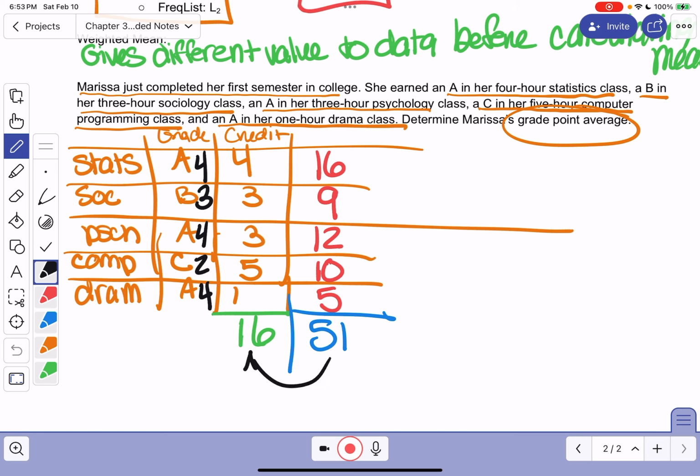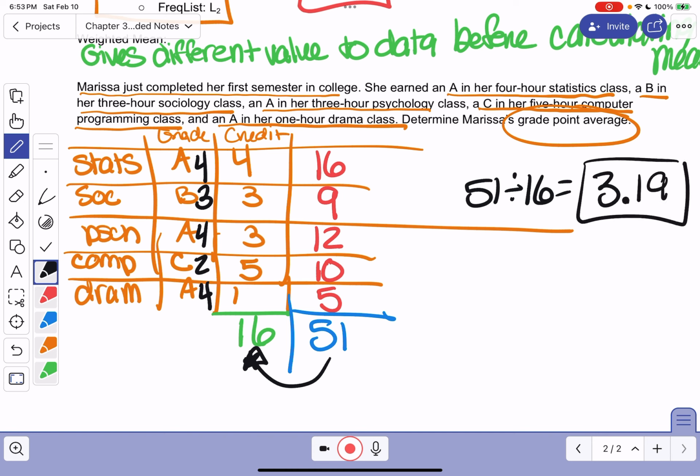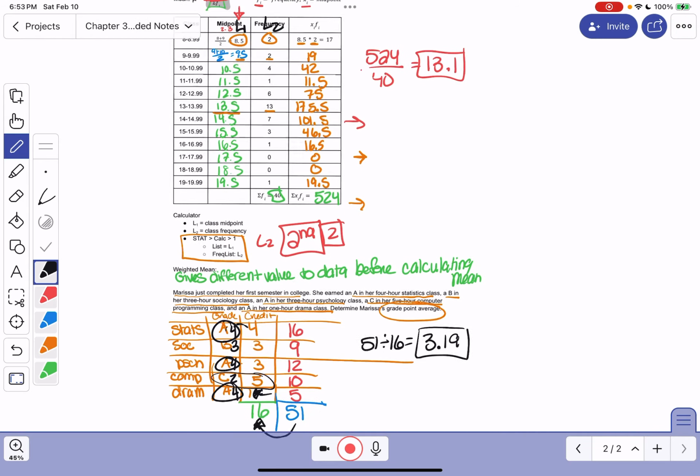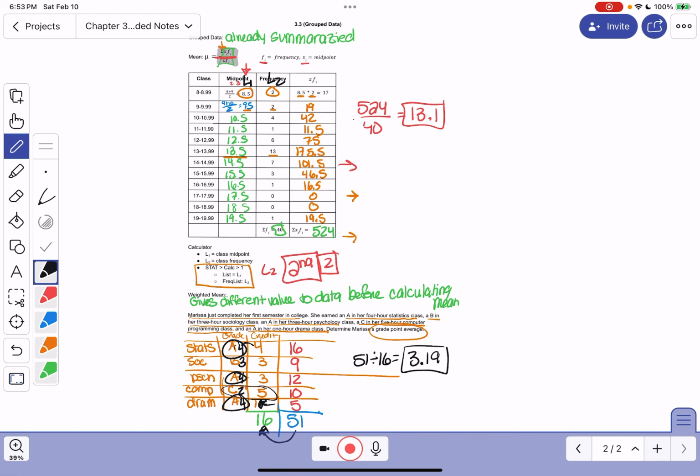Now we divide these two just like we did before. 51 divided by 16 is a 3.19. So that would be her GPA. Even though she got 3 A's, one of them was in a 1-credit course and that C pulled it down. But multiplying by those credits is how you do the weighting. So those are 2 different examples of when you might use a weighted mean. So that is section 3.3. Let me know if you have any questions.